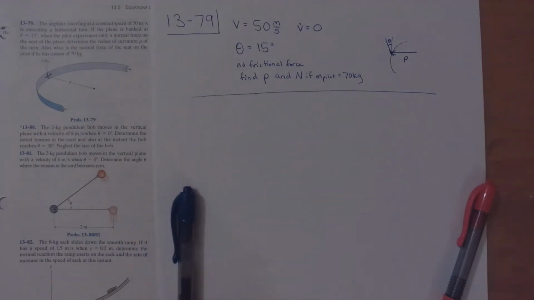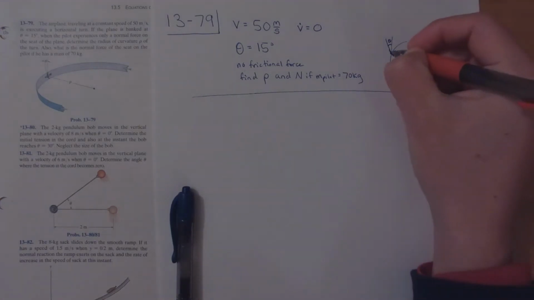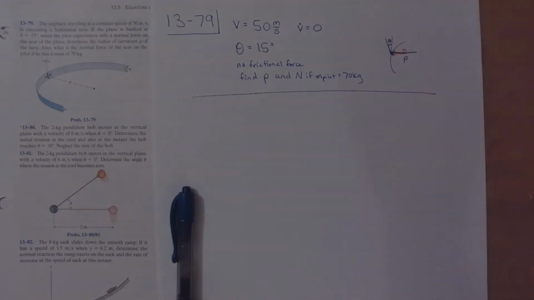So the first thing we want to do is determine the tangential direction, the normal direction, and in this case, the binormal direction. So the tangential direction is the direction that the plane is going in, which in my picture is kind of coming out of the page. And the normal direction is in towards the center of the circle. So I can draw that. Normal direction is in towards the center of the circle.